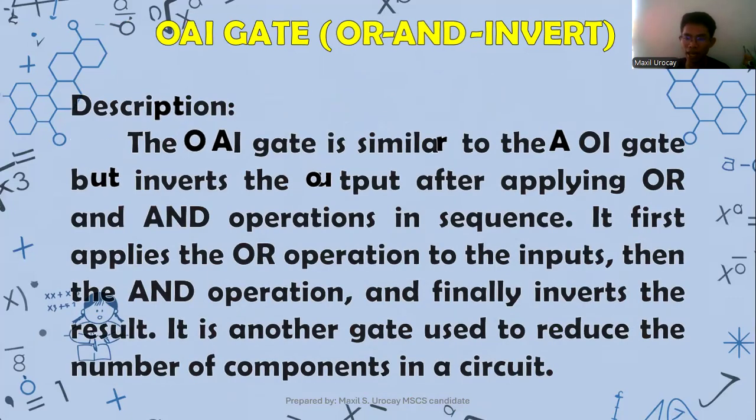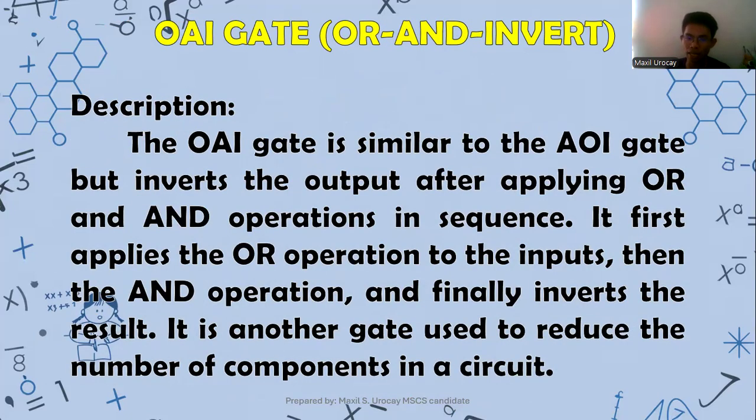Now for the OAI gate, this is our OR-AND-invert. The OAI gate is similar to the AOI gate but inverts the output after applying OR before the AND operation in the sequence. It applies the OR operation to the inputs, then the AND operation, and finally inverts the result. It is another gate used to reduce the number of components in our circuit.